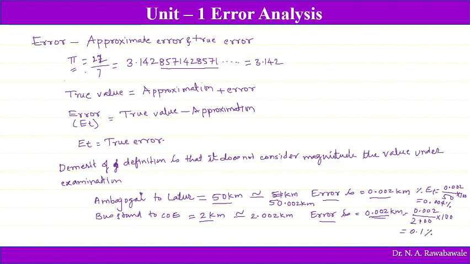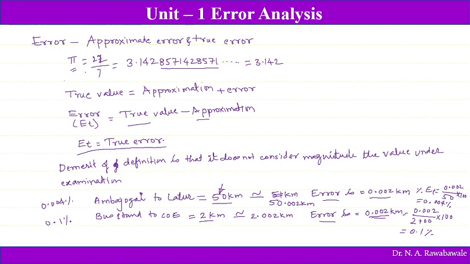So in the first case the error is 0.004%, whereas in the second case the error is 0.1%. So simply the error which is measured is the difference between the true value and the approximate value. This does not consider the magnitude of the value which we are going to measure, the true value of the quantity or parameter. So that's why we have to go for relative error.